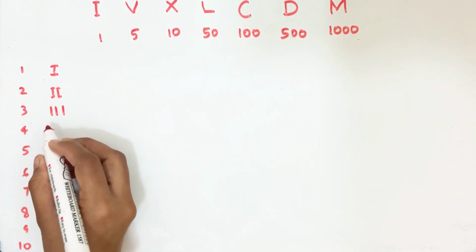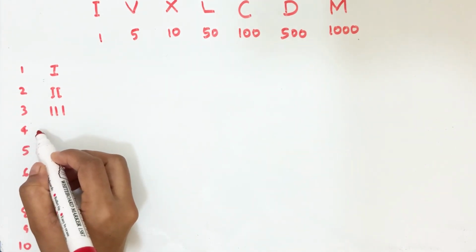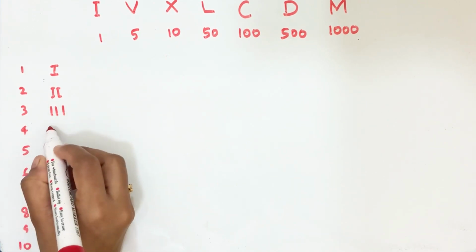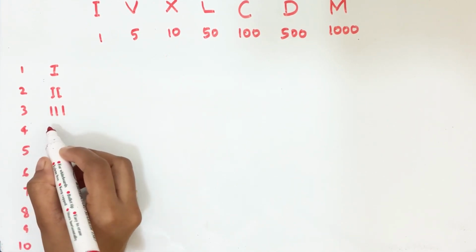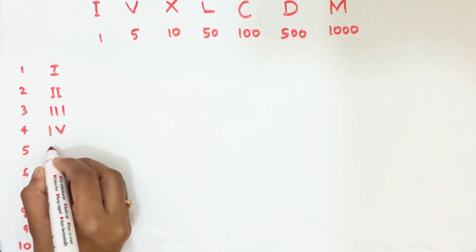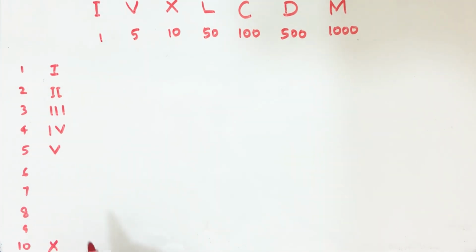4 is, we cannot repeat more than 3 times. So for 4 we can write 5 minus 1. 1 is written to the left of 5. That is, this is 5 minus 1. We have 5 is this one. We can write 5 and 10.